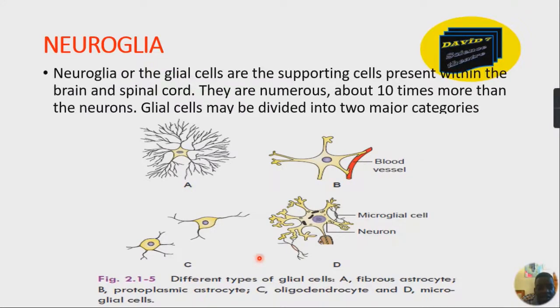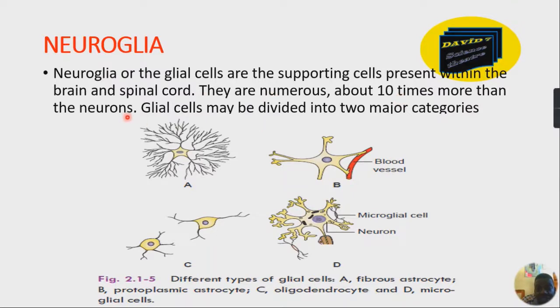These are glial cells. You can just call them glial cells. They are just supporting cells present within the brain and the spinal cord, that is the central nervous system. They are numerous, about 10 times more than the neurons.